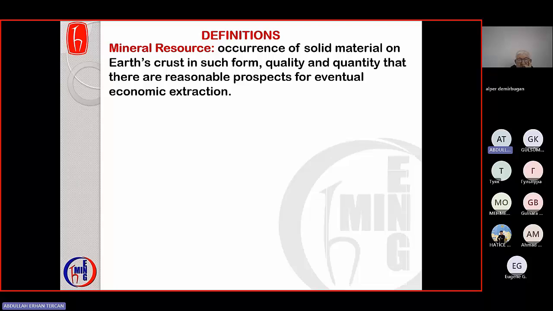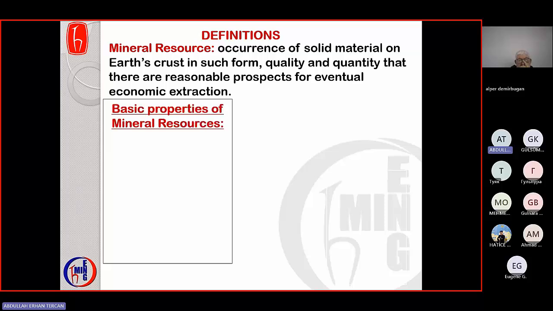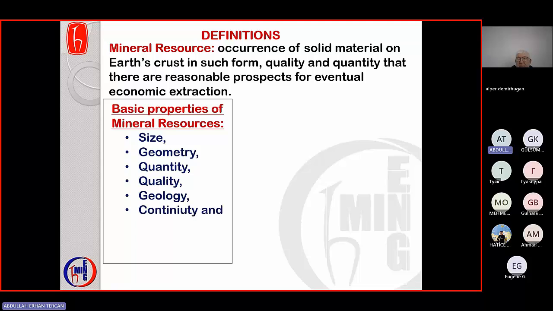Now the definitions. Mineral resource is occurrence of solid material in the Earth's crust in such form, quality, and quantity that there are reasonable prospects for eventual economic extraction. This definition shows us mineral resources have some properties. These properties are size, geometry, quantity, quality, geology, continuity, and prospects for economic extraction.